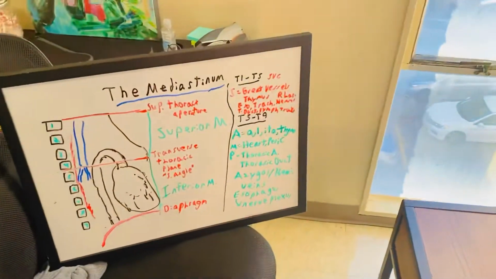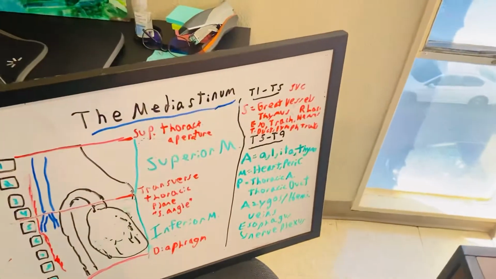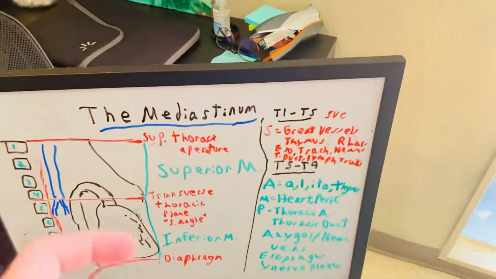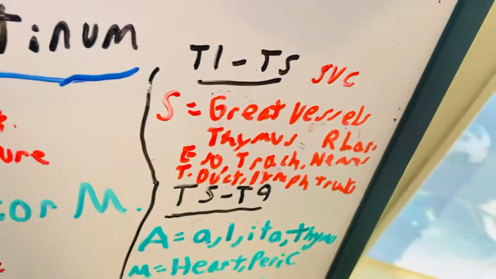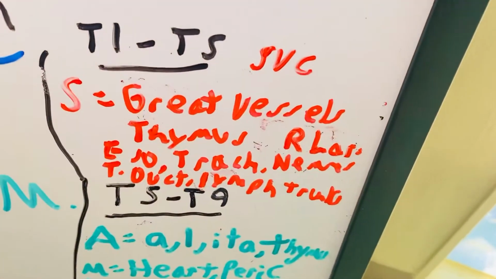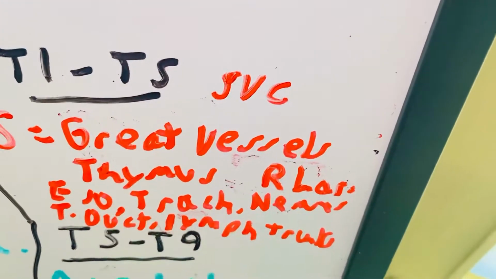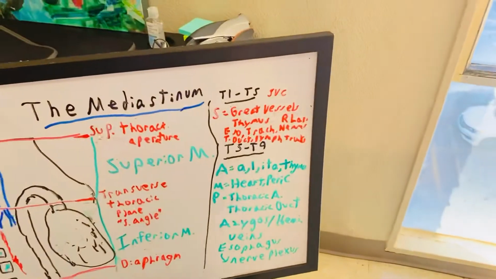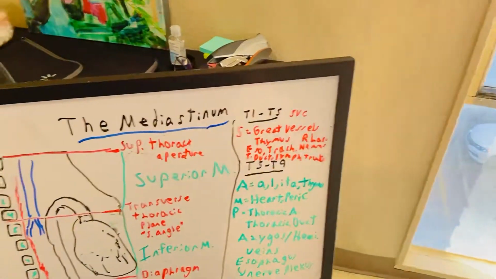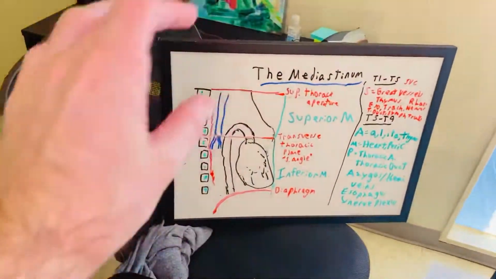Now, what are we finding in these spaces? In the superior mediastinum, we're going to find great vessels. The superior vena cava is one of those. The thymus, the left recurrent laryngeal nerve, the esophagus, the trachea, and the thoracic duct and lymphatic trunk. So that's what we'll be finding in the superior mediastinum.